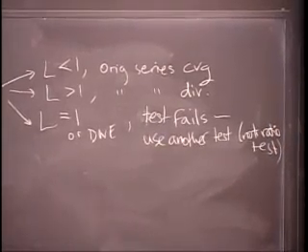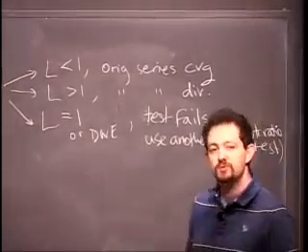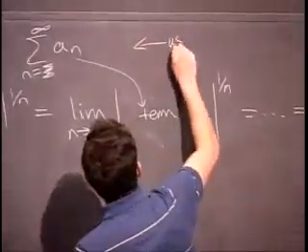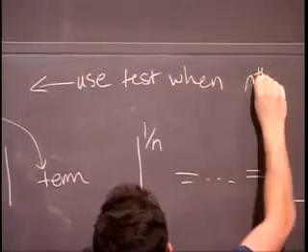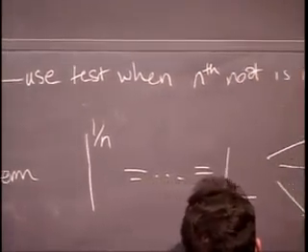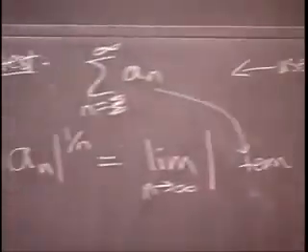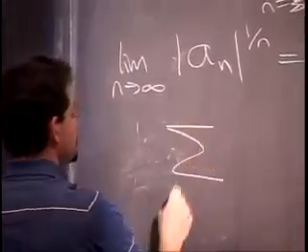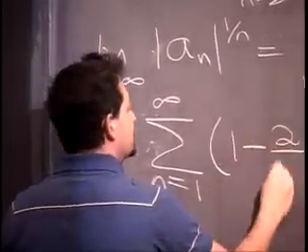Okay. Well, as you might expect, the layout of the solutions is quite similar. I should say that you should use this test when the nth root is easy to compute, since that's what you've got to find. So I'll just do an example of this. Not limit. Sum, n equals 1 to infinity, (1 - 2/n)^(n^2).